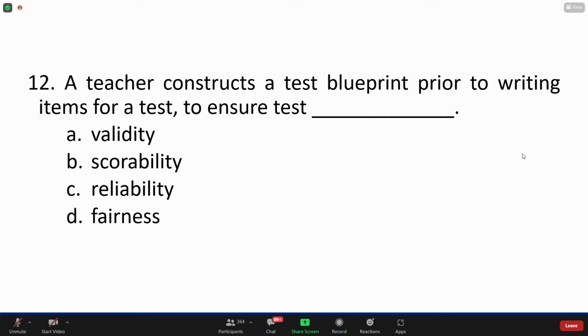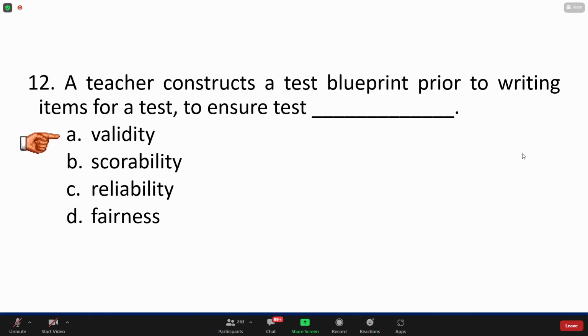Number 12, a teacher constructs a test blueprint prior to writing items for a test to ensure test blank. Letter A, validity. B, scorability. Letter C, reliability. D, fairness. The answer is A, validity.